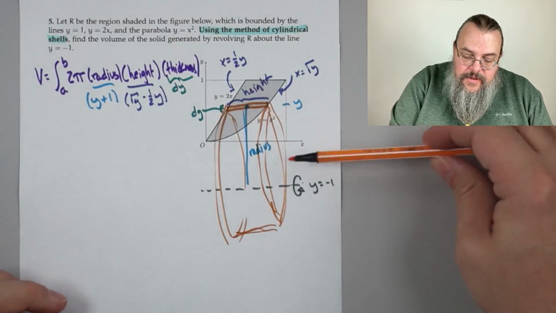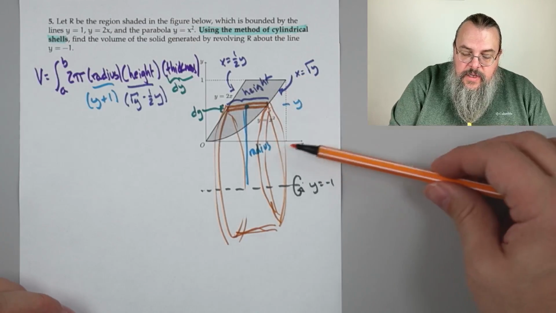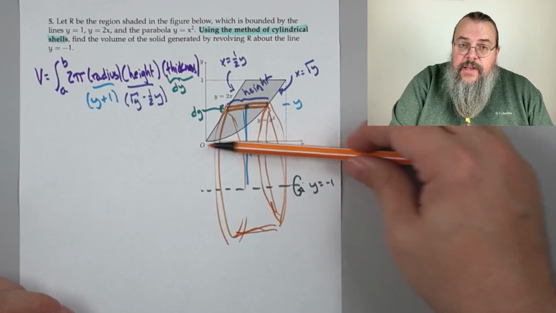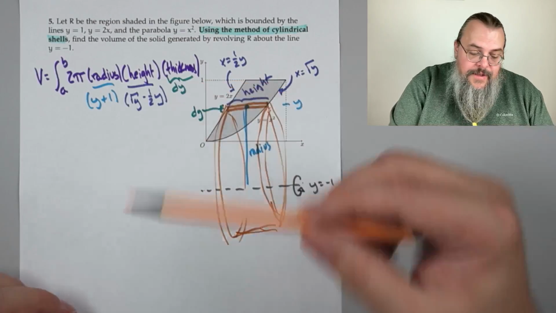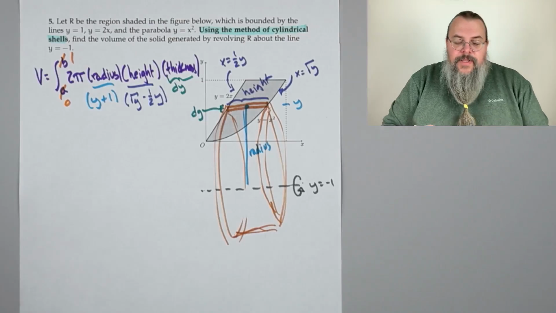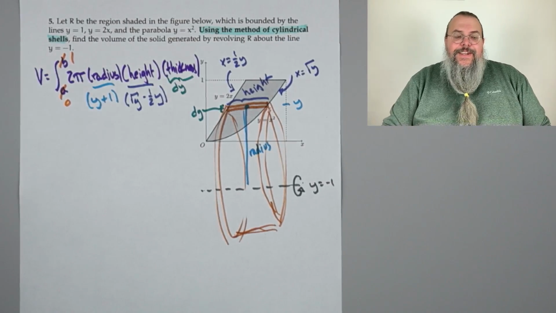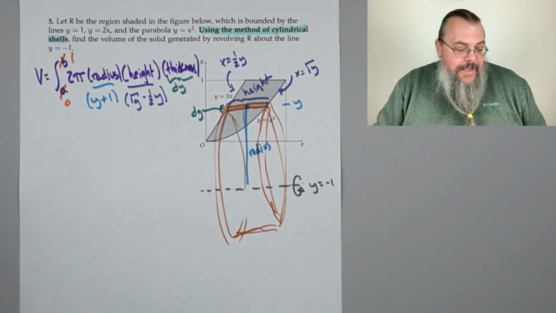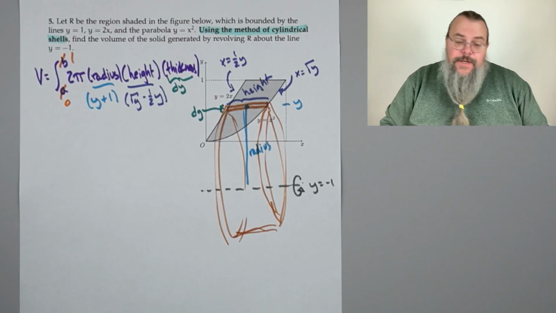Well, again, look at y. We need to say, where does y go from? We see our lowest value for y is right down here at 0, and our largest value is at 1. So we're going to go 0 to 1. All right. Whew. The hard part's done. Now it's just finding the answer. All right, good. So off we go.